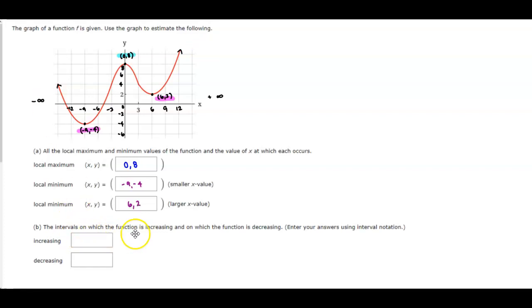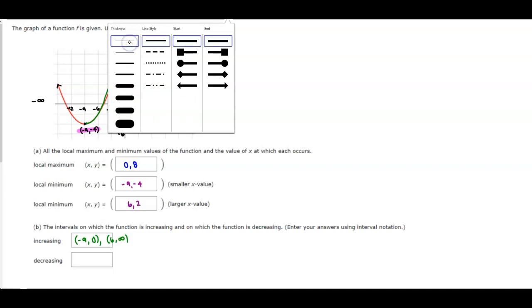Now we want to find the intervals on which the function is increasing. Here we can see that it starts at the value on the x-axis of negative 9 and goes all the way to 0. So we know that it's increasing from negative 9 to 0. And then it's also increasing starting at the turning point of 6 and going towards positive infinity. So we know it's increasing from 6 to infinity.